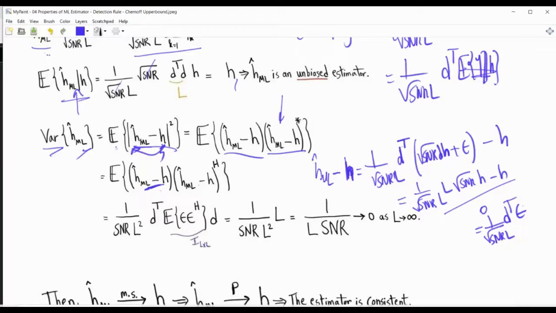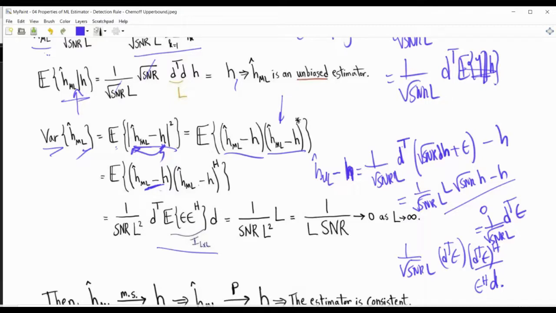So again, you multiply this thing by its Hermitian, so you get 1 over SNR L D transpose epsilon, and then you multiply by D transpose epsilon. You can put conjugate, you can put Hermitian, it's just a scalar quantity, and so this becomes epsilon Hermitian. D transpose Hermitian is just equal to D. Okay, so that's basically this expression here. And now you can apply the expectation.